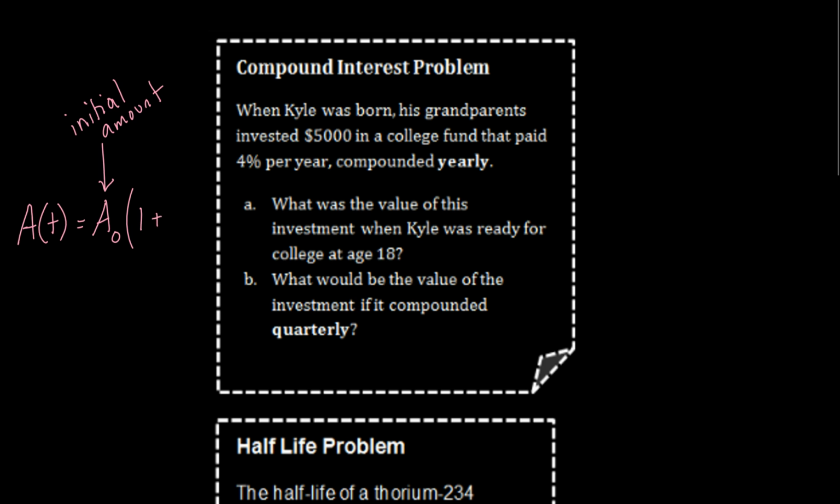Now, because it may not be yearly, right? It might be biannually or quarterly or monthly. We can't just put R here. We have to put R over N, where N represents the number of times a year you're compounding the interest.